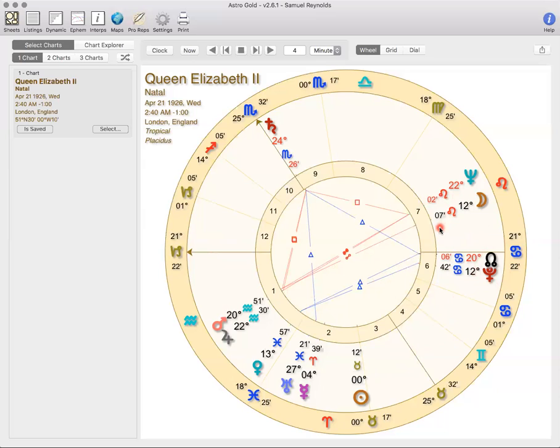I'll give you an example without going too deep into interpretation. This is the 5th house. The 5th house relates to children. There are no planets in this house, but Queen Elizabeth II did have children. So having nothing in a house doesn't suggest that nothing will happen in the life. Astrology is a lot more nuanced and complicated than that.